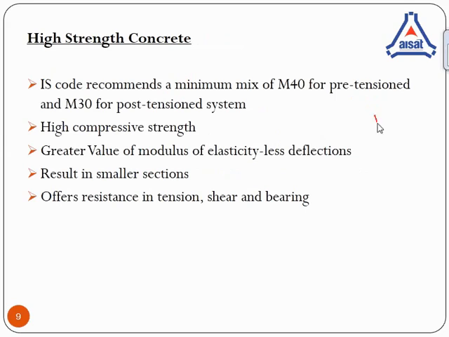As per IS 1343, it recommends a minimum mix of M40 for pre-tensioned and M30 for post-tensioned systems. The importance of this mix is that it has high compressive strength and a greater value of modulus of elasticity. Therefore, it leads to the least deflection in the structure. The use of high strength concrete results in smaller sections, and these sections also offer greater resistance against tension, shear and bearing.